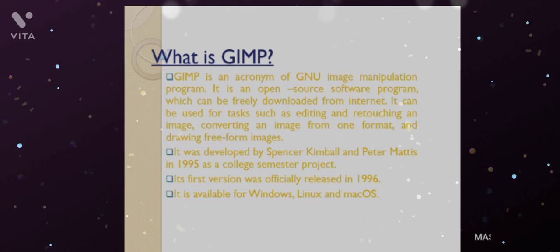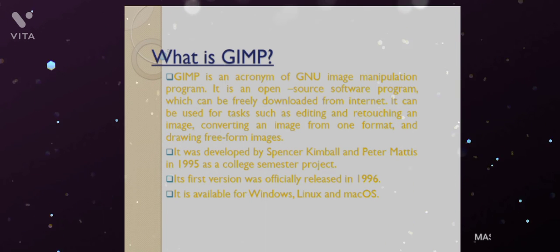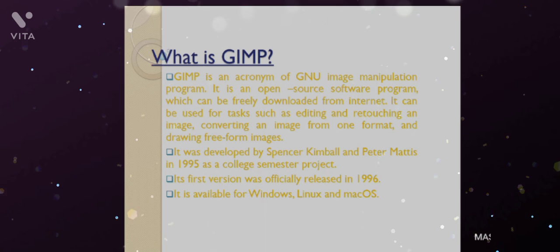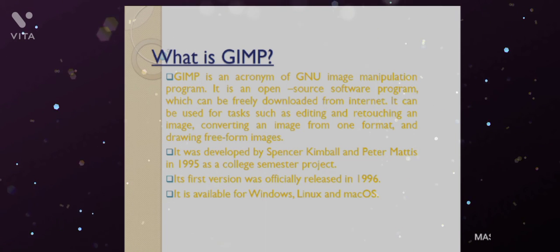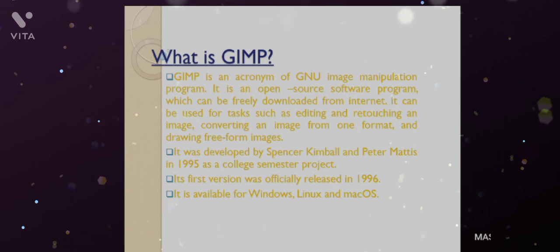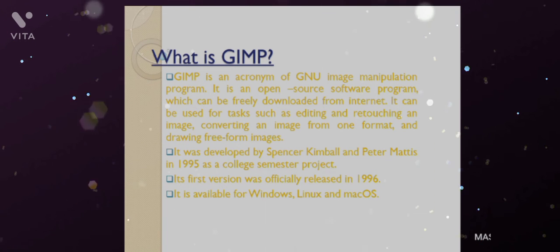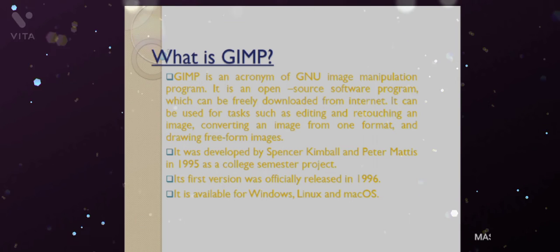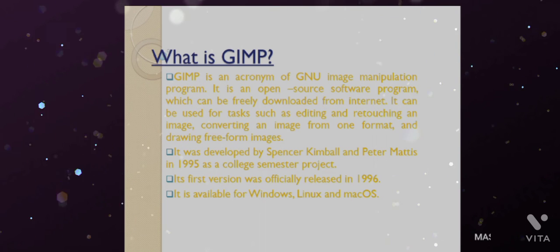GIMP is an acronym of GNU Image Manipulation Program. What is an acronym? An acronym is an abbreviation formed from the initial letters of the words that form the name of something. Example, UNICEF means United Nations International Children's Emergency Fund.